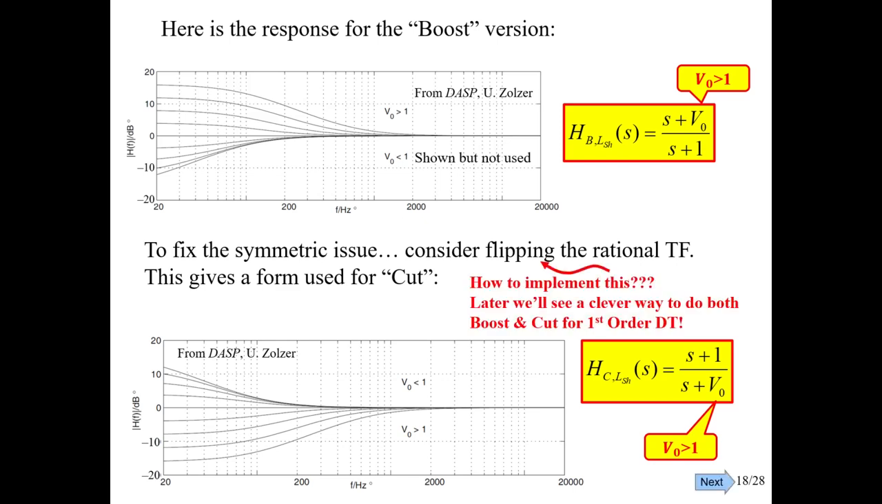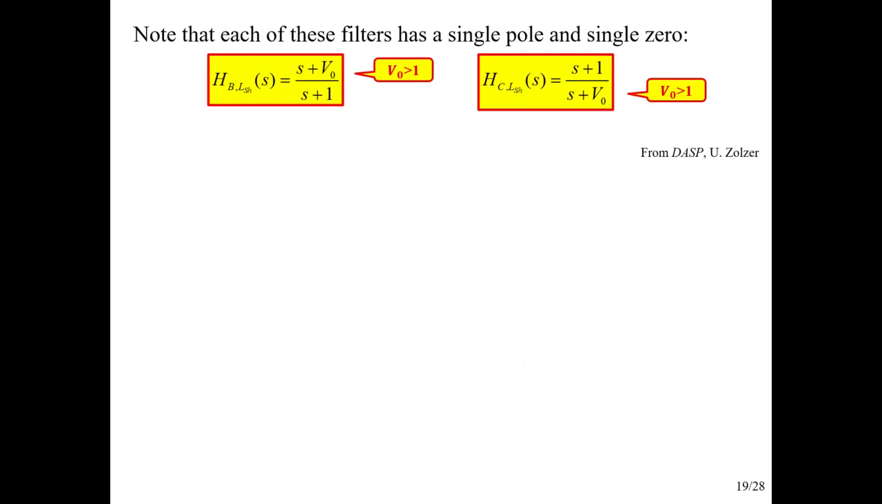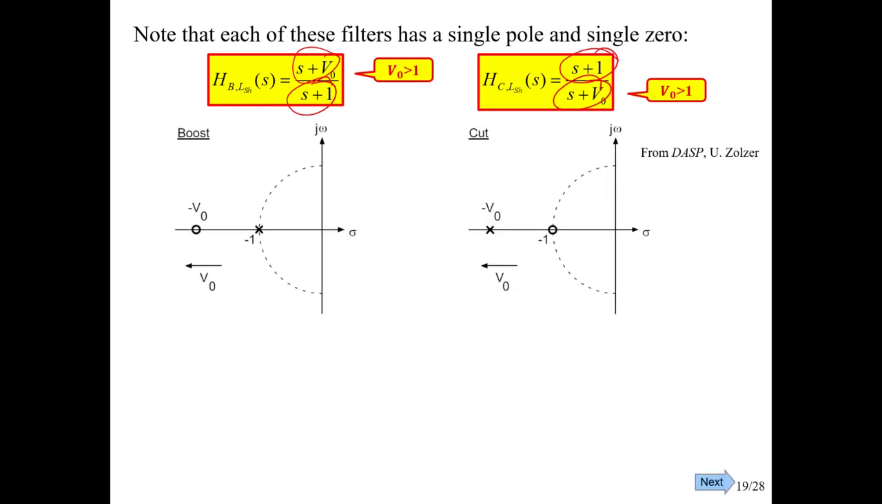We'll see that. So how do we implement this? In discrete time world, there are some clever ways that we can do this, and it's all programming, so it's much, much easier to handle these kind of what I call exception processing kinds of things. So both of these, we've got the boost version and the cut version. Both are specified for V0 greater than 1. They both have a single pole and a single 0, right? Because we've got a first order polynomial in both numerator and denominator.